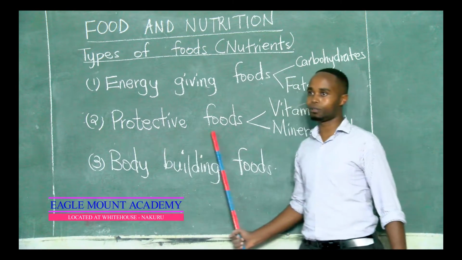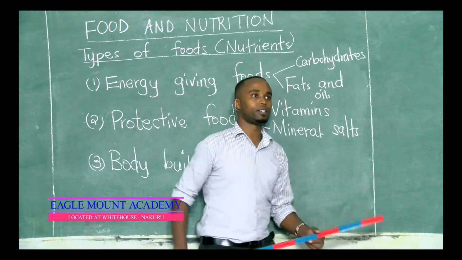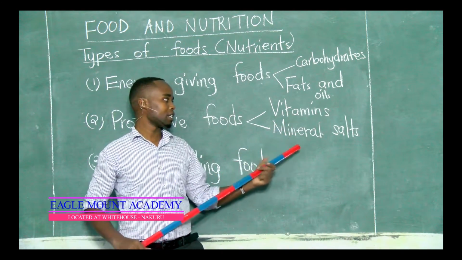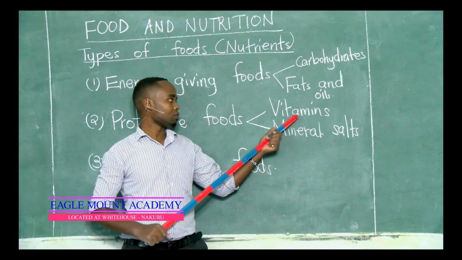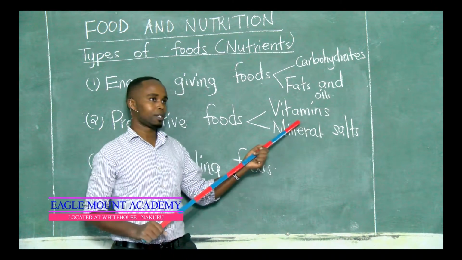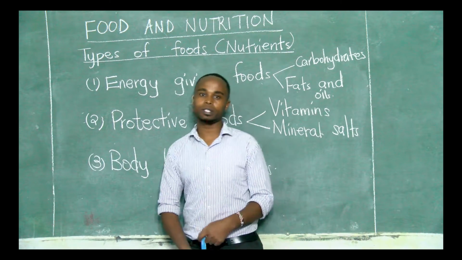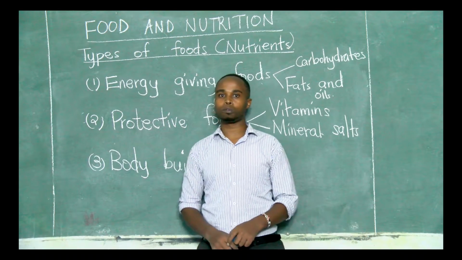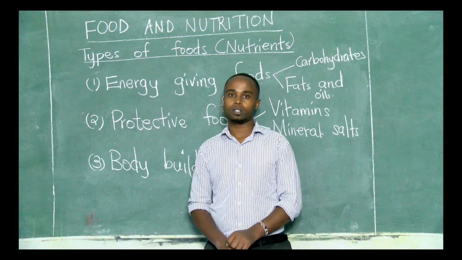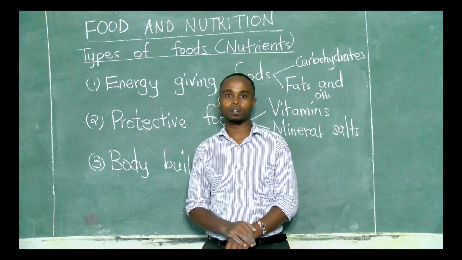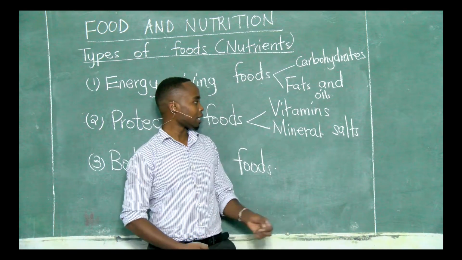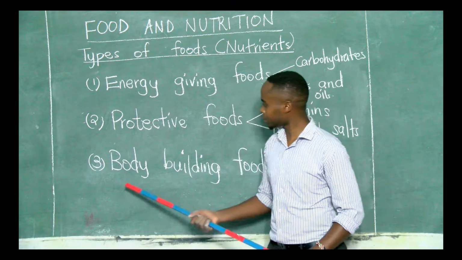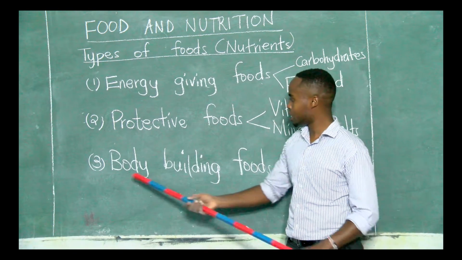You need protective foods, and the nutrients that help us in that are known as vitamins and mineral salts. We get them from protective foods. We look at some of the sources later, but for now, know that the other group of food is known as protective foods, where we get nutrients like vitamins and mineral salts. Then the last group, we have bodybuilding foods.